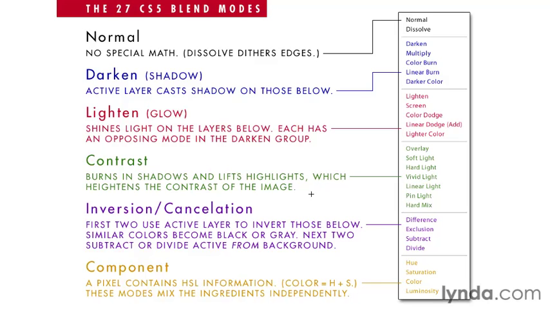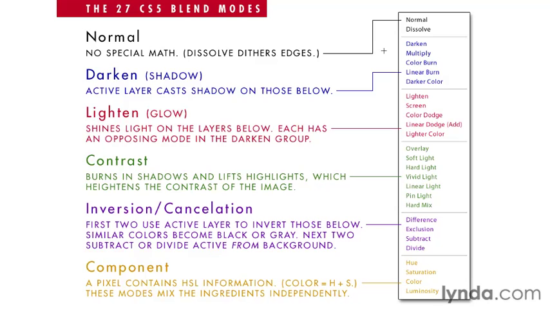The other way is to apply a blend mode. So right next door to the opacity value, you'll see the word normal in the upper left corner of the layers panel. And if you click on normal, then you'll reveal a list of 27 blend modes here inside Photoshop CS5. So it's a huge list.